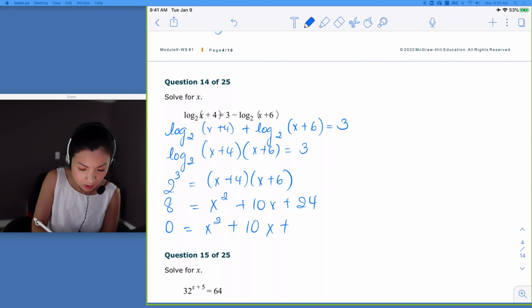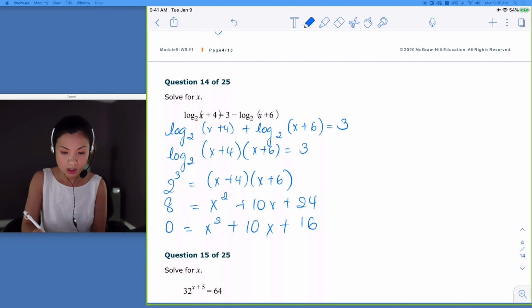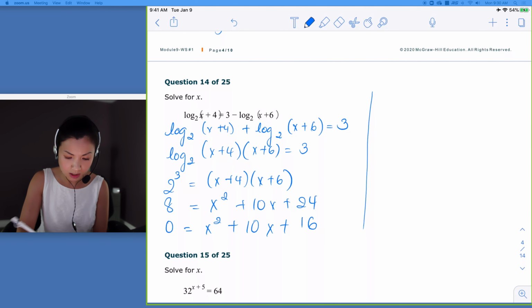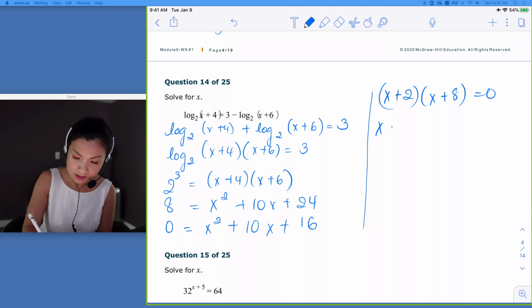So 24 minus 8, I get 16. Okay, I'm going to pick two numbers. When you multiply, you get 16. When you add, you get 10. So (x + 2)(x + 8) = 0. When I solve it, I have negative 2 and I have negative 8.